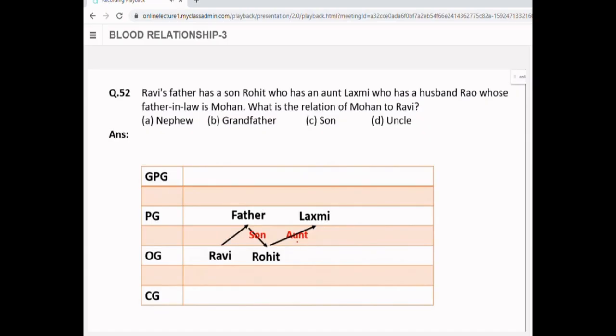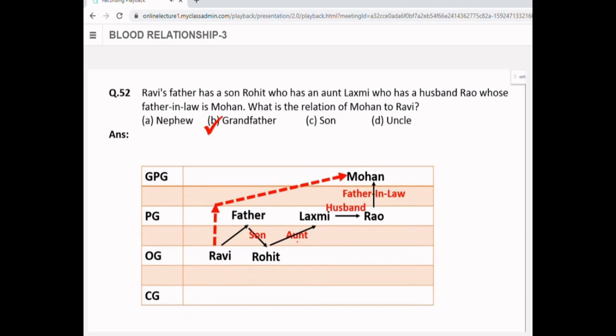So if somebody is aunt of Rohit, she has to be aunt of Ravi also. Who has a husband, Rao? Lakshmi's husband is Rao. Whose father-in-law is Mohan? Father-in-law of Rao is Mohan. What is the relation of Mohan to Ravi? Answer is B, that is grandfather.